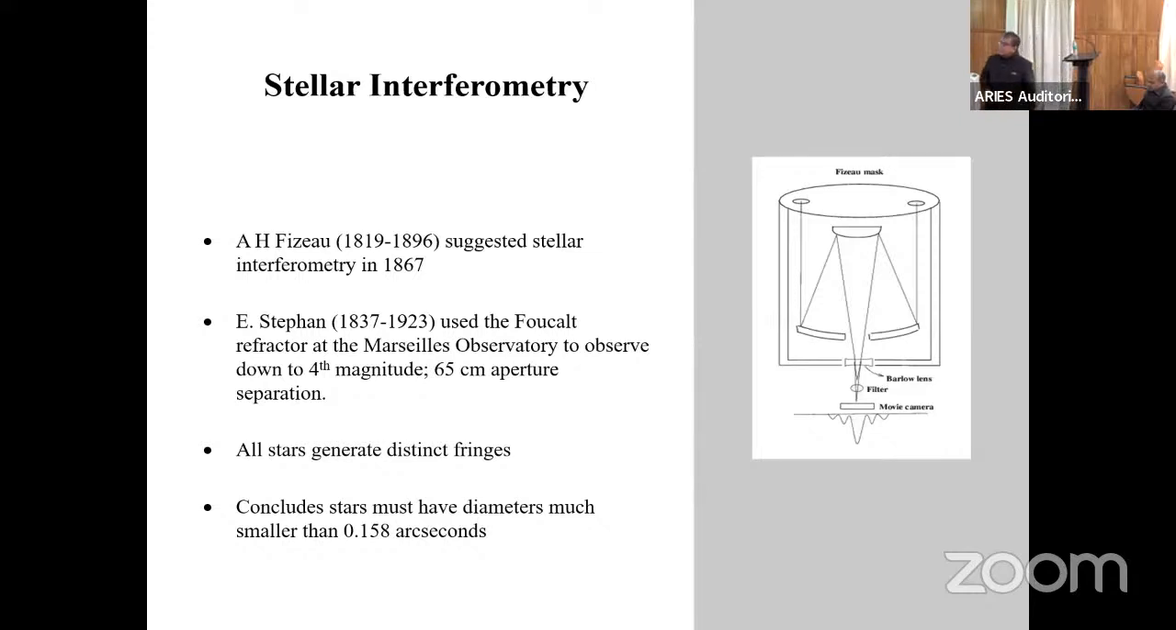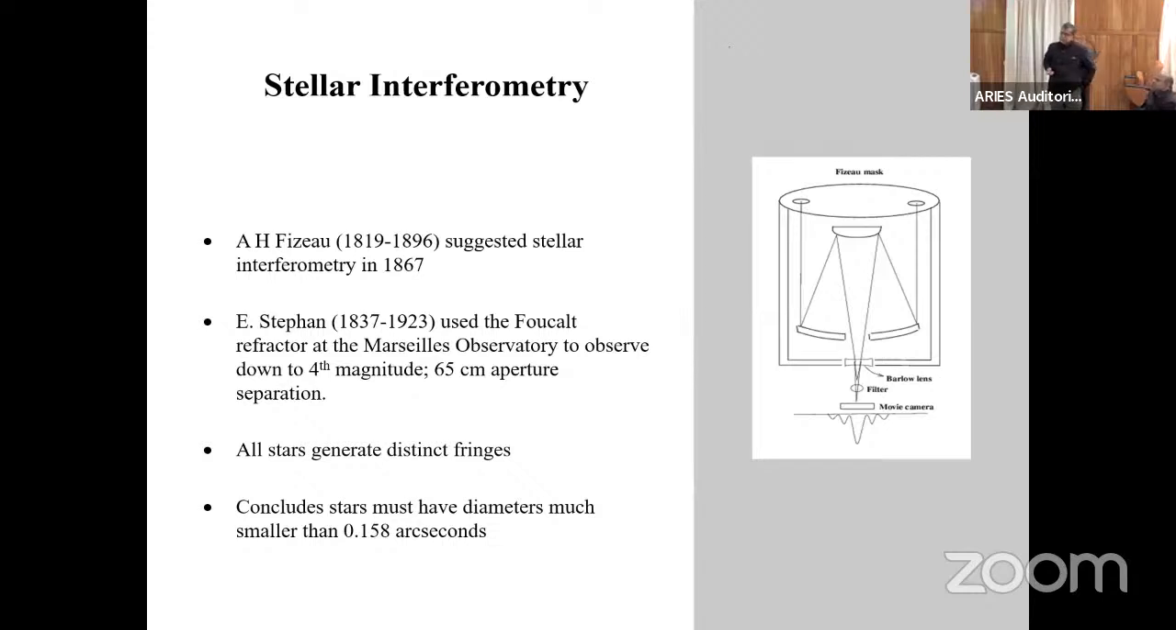Fizeau suggested that if you put a mask on the telescope, you will be able to resolve some of the stars. In those days, Stephan used an 80 centimeter focal telescope. He put a mask, 65 centimeters was the maximum he could go. And he declared that the fringes are very sharp. Nothing is getting masked, so you cannot resolve any stars.